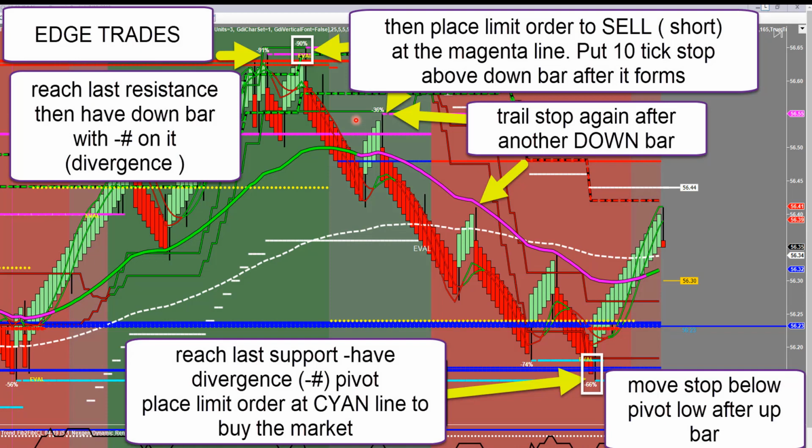And then ultimately, as the market trades down and you get to support, the only way you'll do a counter trend trade is the same way. You will have a negative divergence. You will place a limit order at your fibs and your cyan line right there, and you will go long from this spot right there. That's it.